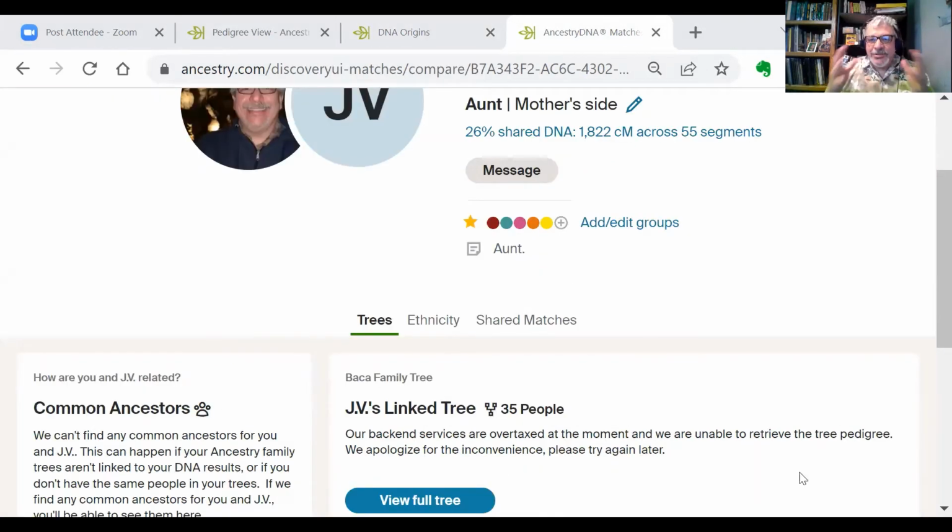So this is my aunt's DNA. I've set it so that you can't see who she is and all that, but I wanted to point out a few things. First, I share 26% of my DNA with her, a significant amount, as you would imagine. As an aunt, she would have that much DNA, somewhere around 25%. And that's 1,822 centimorgans along 55 segments. Now let's delve into her results compared to mine.